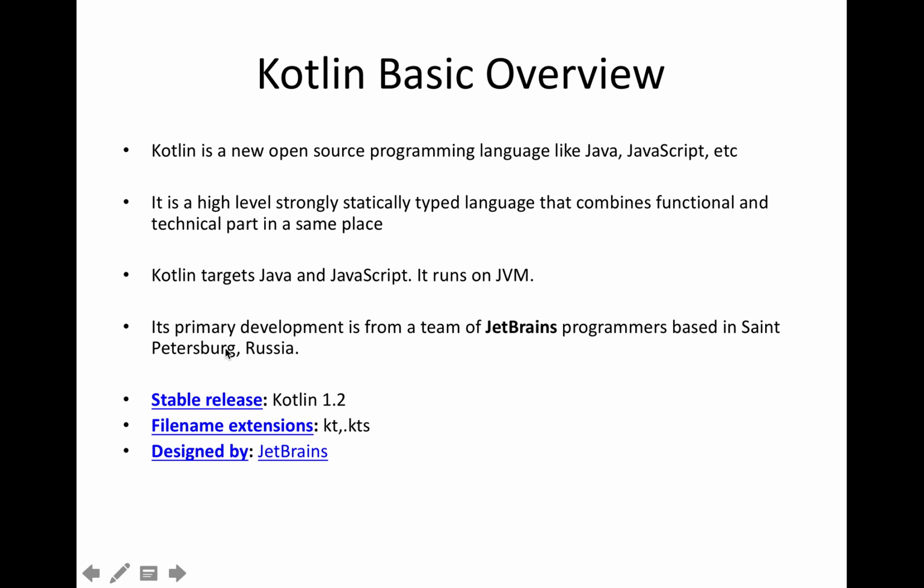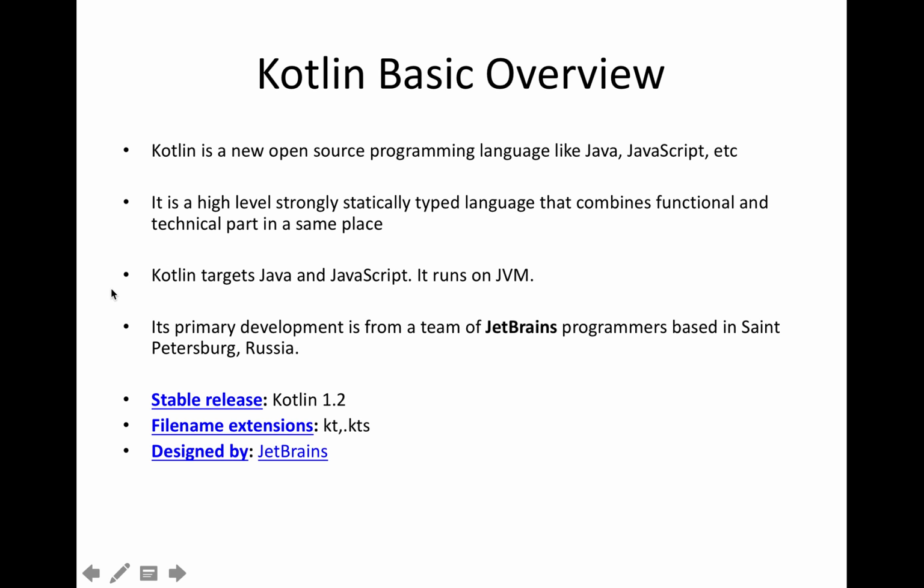Its primary development is from a team of JetBrains programmers based in Saint Petersburg, Russia. The current stable version is 1.2. Kotlin file extension is .kt and .kts, designed by JetBrains. So Kotlin is an open source programming language like Java, JavaScript.